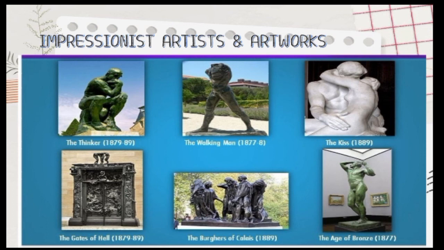His famous artworks are The Thinker, 1879 to 1889, The Walking Man, 1877 to 1878, The Kiss, 1889, The Gates of Hell, 1879 to 1889, The Burghers of Calais, 1889, The Age of Bronze, 1877. That's all.